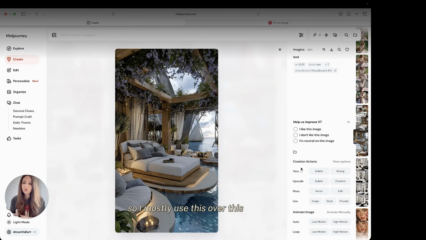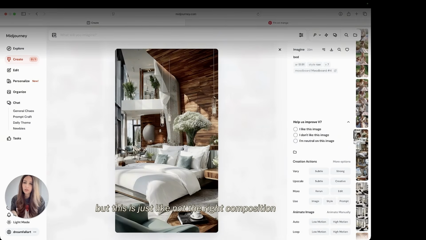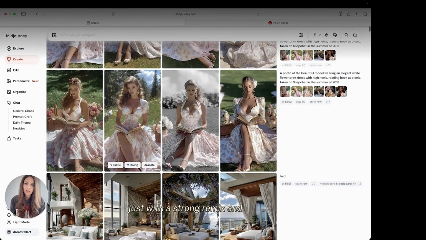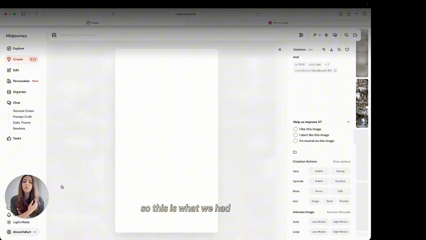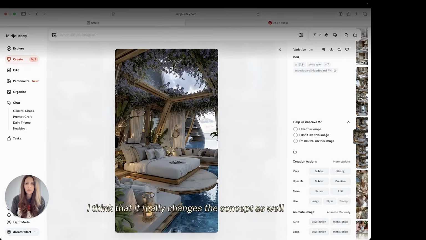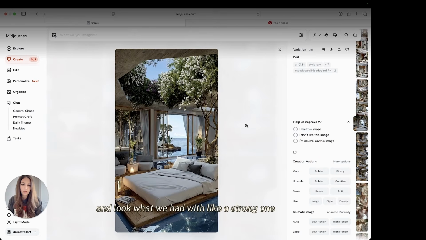I mostly use this over this, because when you use a strong variation, it really changes the concept too much. But if you like it as a whole, for example, we loved this one, it's cool, but it's just not the right composition, I would really try to do it again with a strong remix. Let's start from the architecture first, and then we will go to the humans. So this is what we had with just a slight variation of things. I think that it really changes the concept as well. And look what we had with a strong one.